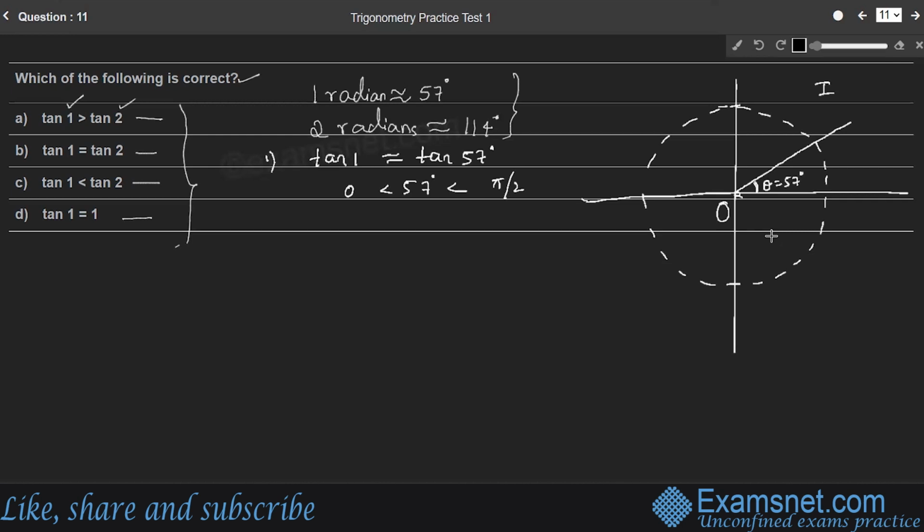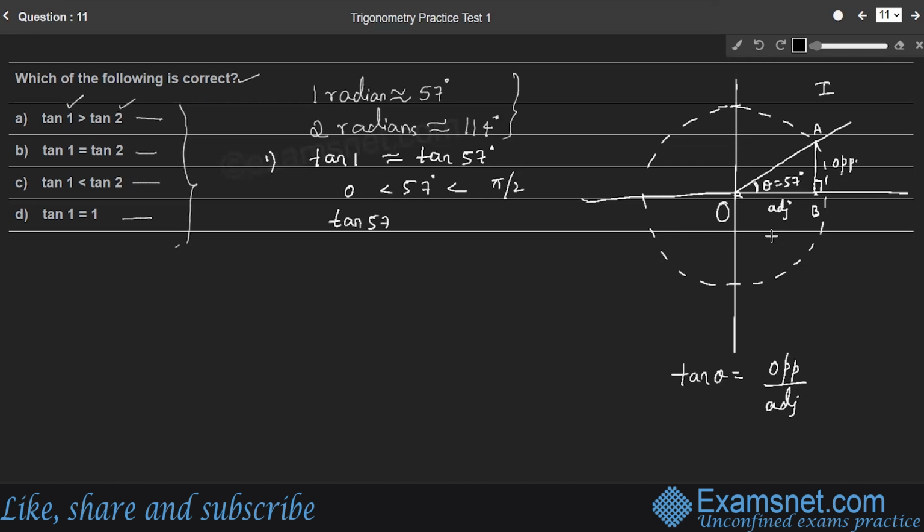So we know that tan is always opposite by adjacent side. Right? So we'll consider tan theta here. Tan theta is always opposite by adjacent side. So the opposite side to theta is here. So let us draw a perpendicular to the x-axis. This perpendicular is the opposite side to theta and the adjacent side is this side, the positive x-axis value. So let this perpendicular be AB. Therefore, tan theta or tan 57 degree is positive.